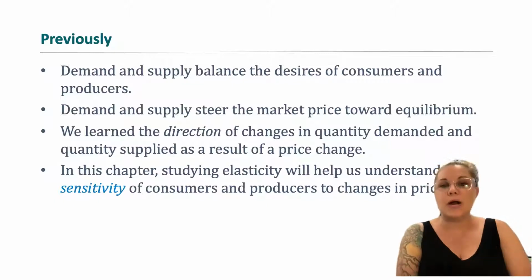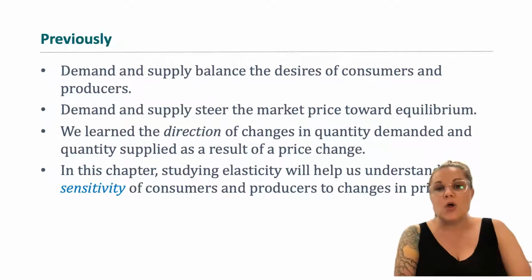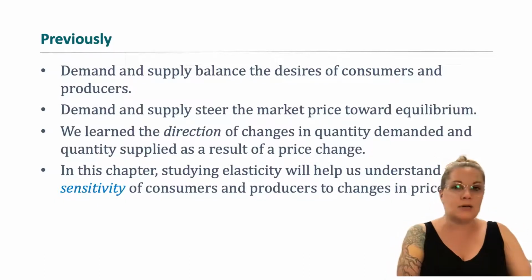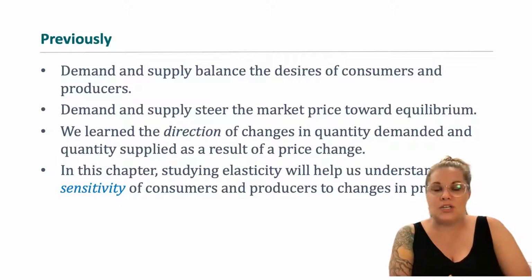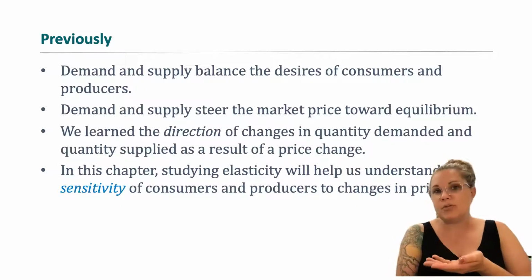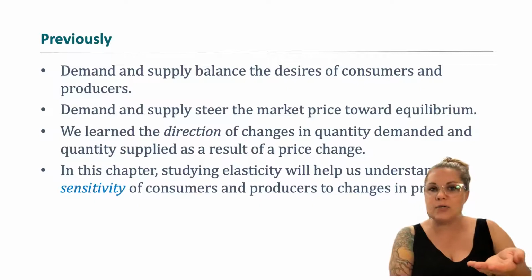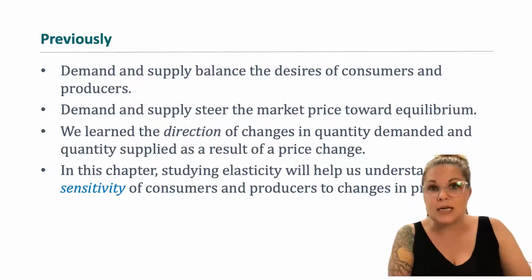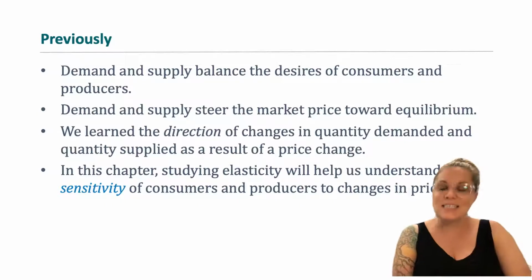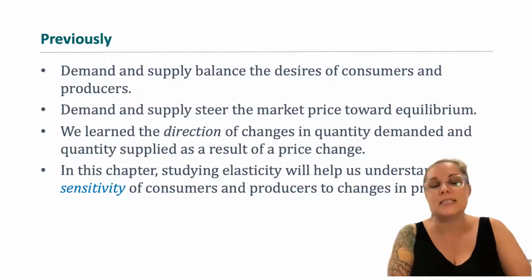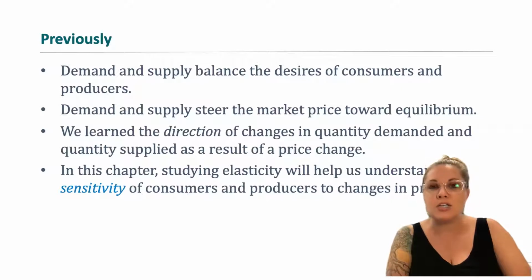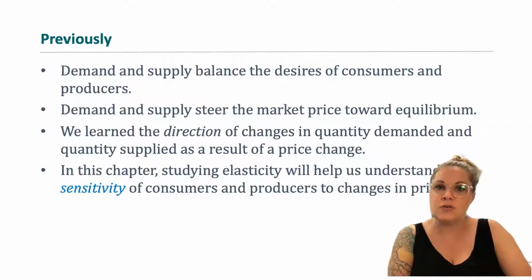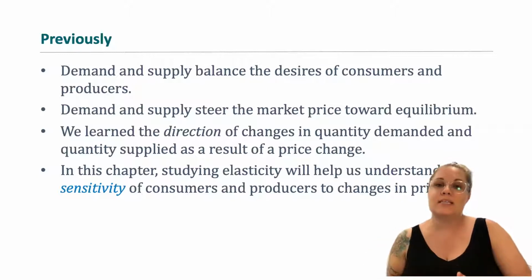So when we talk about the price of something going up or going down, we're really interested in not just the direction that the quantity demanded goes into. For example, when prices go up, quantity demanded goes down. But we want to know the magnitude. So if prices go up by 10%, does demand go down by 10%? Does it go down by more than 10% or less than 10%? Elasticity helps us answer these kinds of sensitivity questions where we can actually measure the size or the magnitude of the shift when we see price changes in a given market.